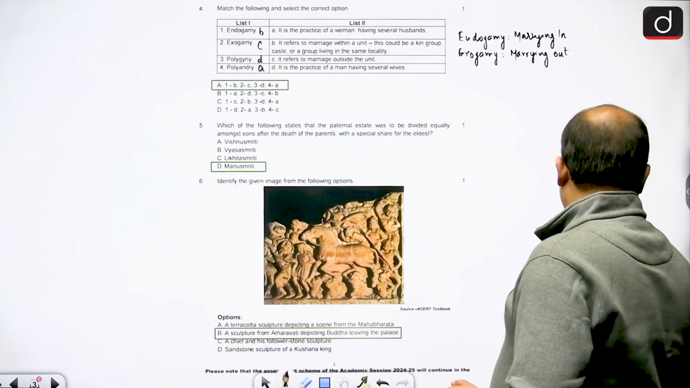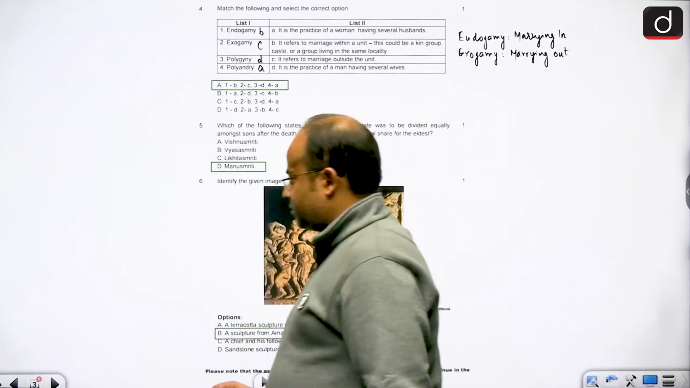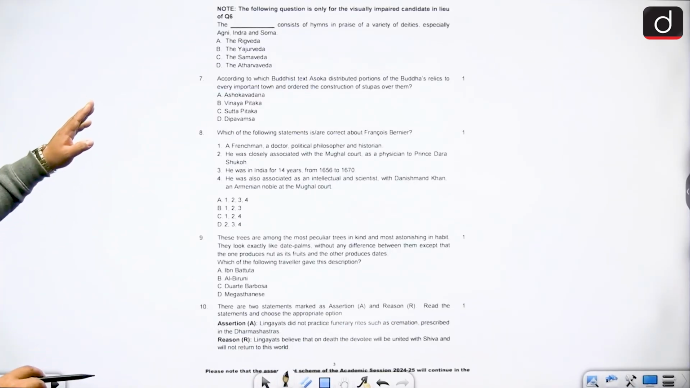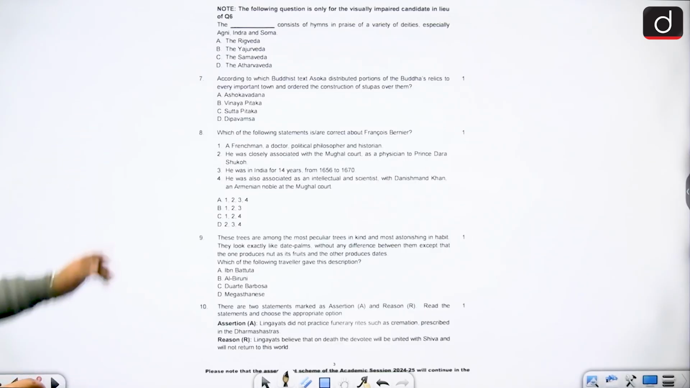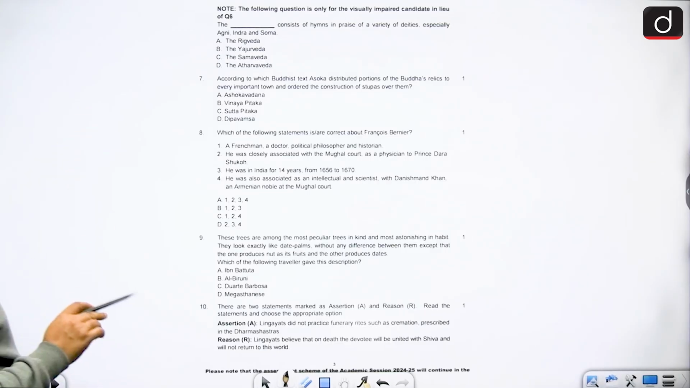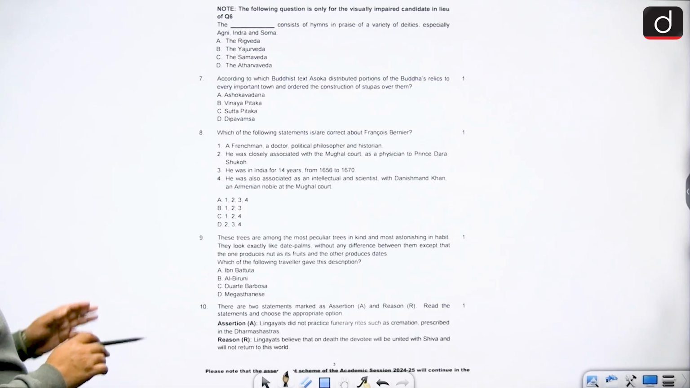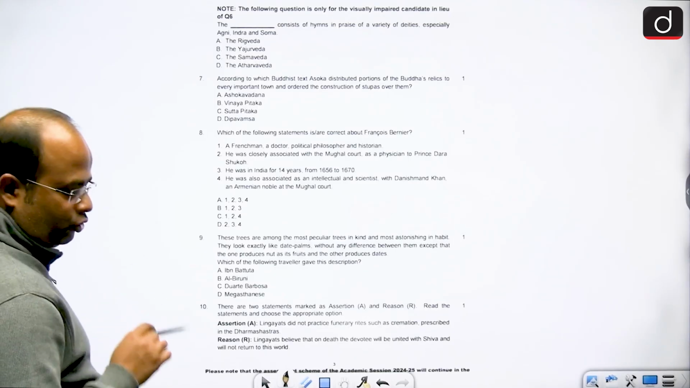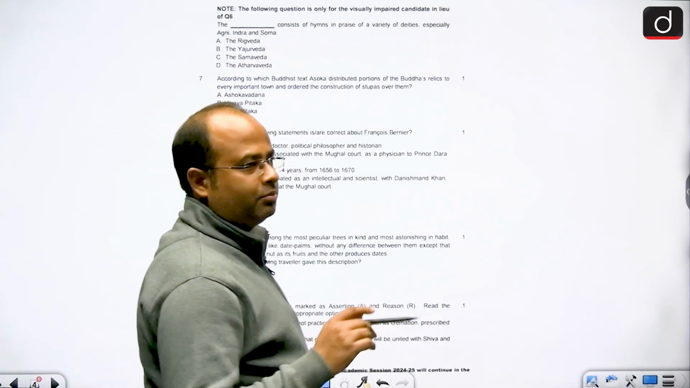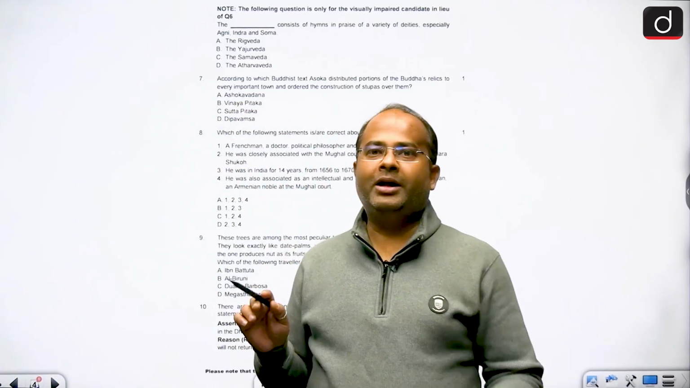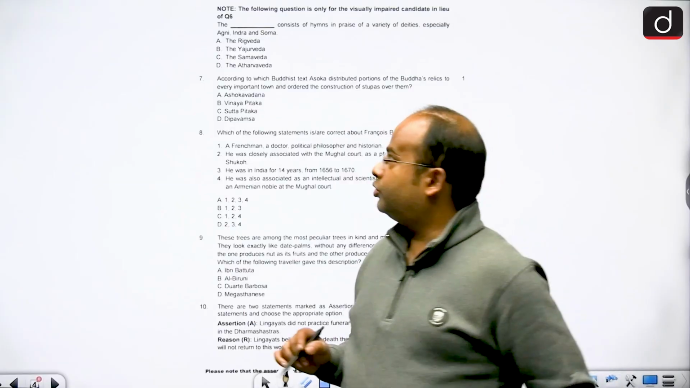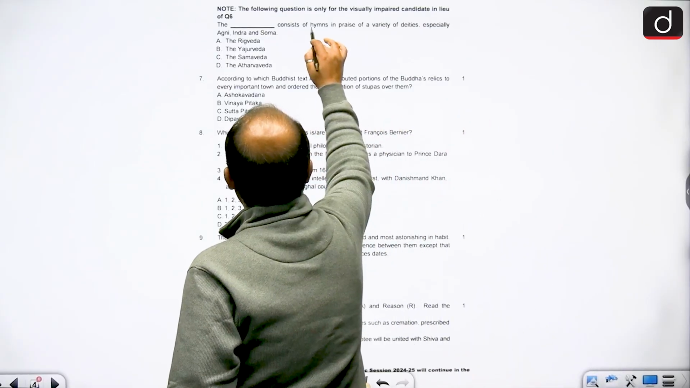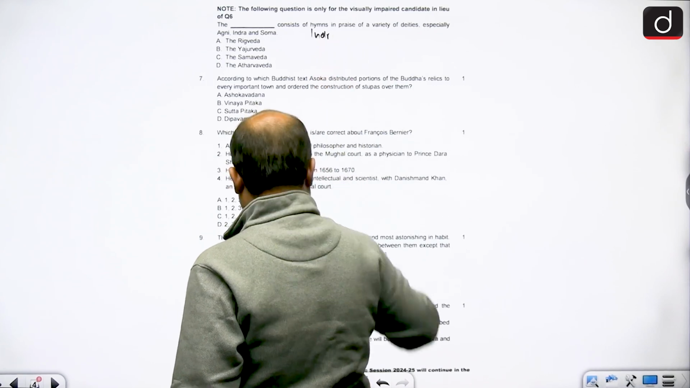Now let's come to the next question. My dear friends, it is the question for the visually impaired candidates in lieu of question number 6. The question is: dash consists of hymns to praise a variety of deities, especially Indra, Agni and Som. Indra, Agni and Som are the most important gods during the Rigvedic period.